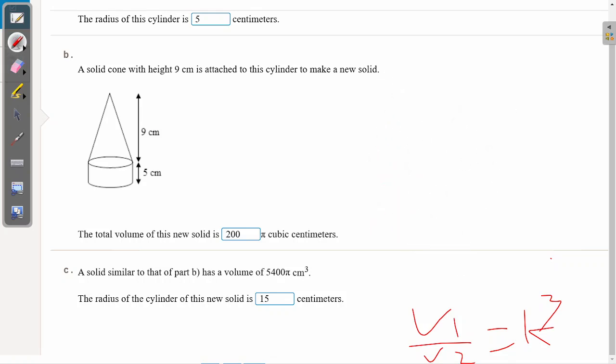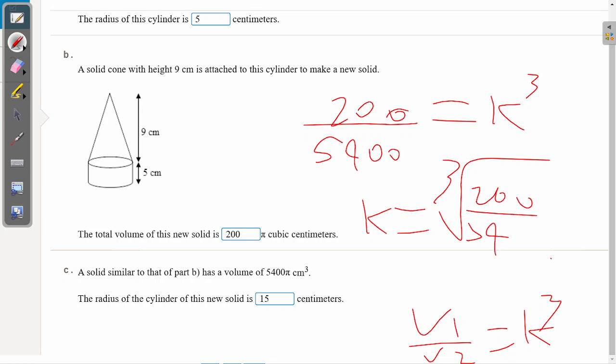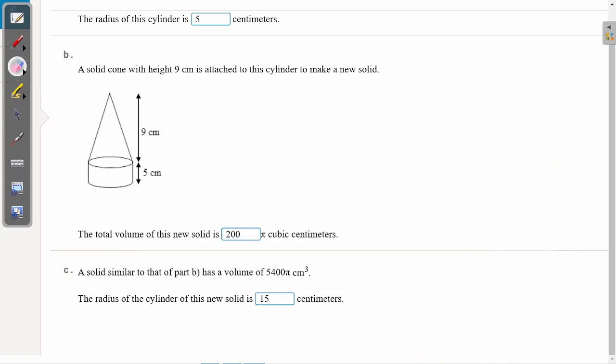So 200 over 5400, it's pi, but I cancel the pi, it's equal to k cubed. So we want to find k. k is the cube root of 200 over 5400. What do you get on the calculator? You get 1 over 3. So k is equal to 1 over 3.